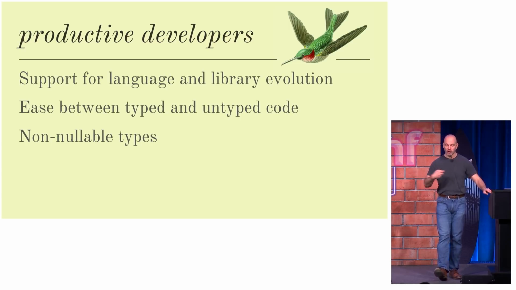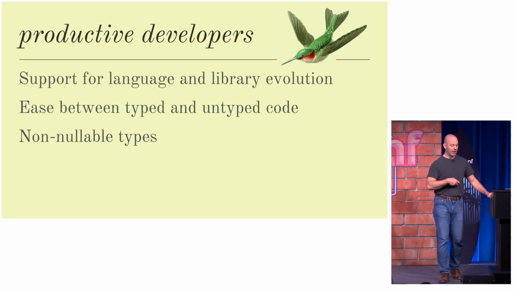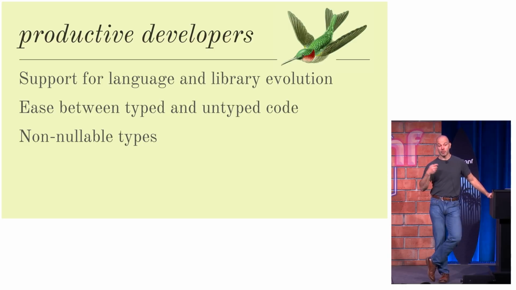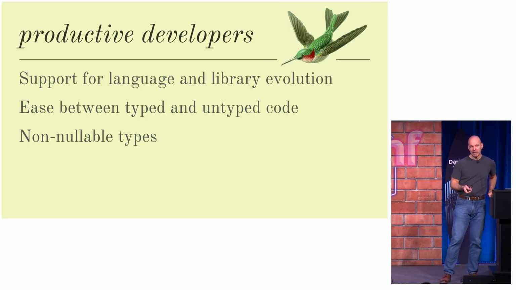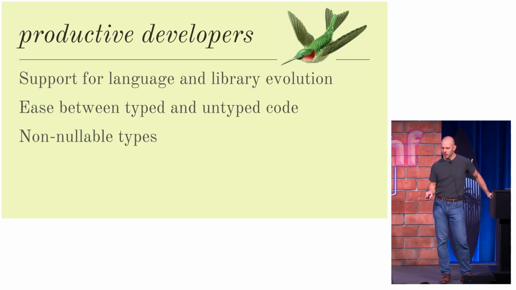There's a bunch of longer-term stuff that we're looking at. As we get more and more users, it gets harder and harder to evolve the language. So I think we're going to be thinking very hard about what we need to add to the language to support further evolution of the language and library. We're very interested in maintaining this ability to work very cleanly with untyped and typed code. So I think we'll be thinking about how the language can support that very nicely.